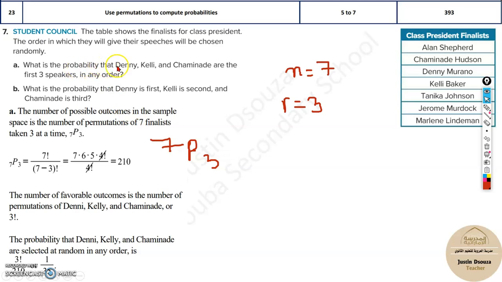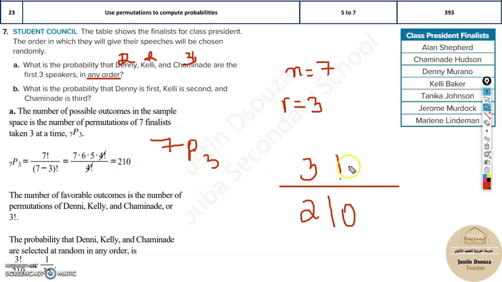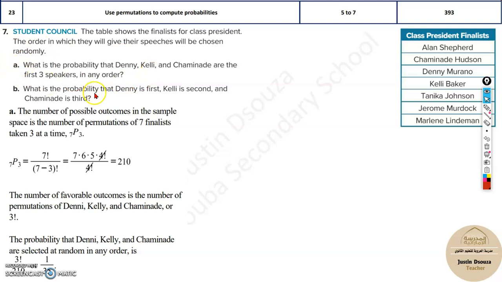Now, what is the probability that Denny, Kelly, and Chaminade are selected? And look over here, the order doesn't matter, in any order. That means Denny can be first, or Kelly can be first, or Chaminade can be first, or these can be second, or third, any order. So that means there are 3 people, so 3 factorial is the number of favorable outcomes over here. So we have 3 factorial of favorable outcomes divided by the total outcomes, that is 210. You can put this in the calculator. 3 factorial by 210 is 1 by 35. So that is how you solve part A.